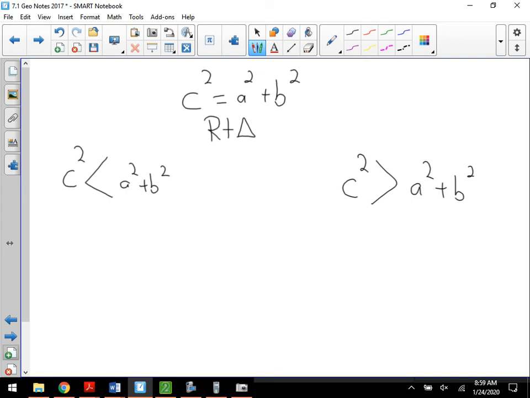Sometimes you might be asked to classify the triangle, whether it's going to be acute, obtuse, or right. We know if it's a right triangle, the Pythagorean theorem holds true, because no other triangles make that work. The other two are just acute or obtuse. Now, take a guess: if C squared is smaller than A squared plus B squared, or C squared is bigger than A squared plus B squared, which one do you think is acute? Which one do you think is obtuse?